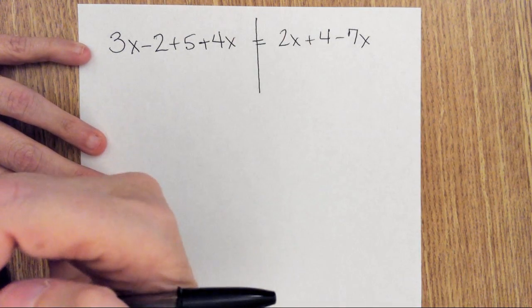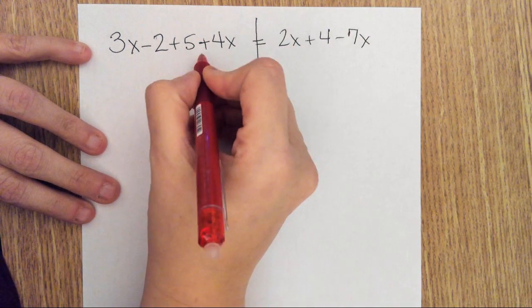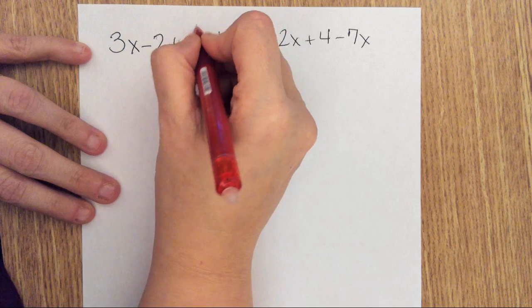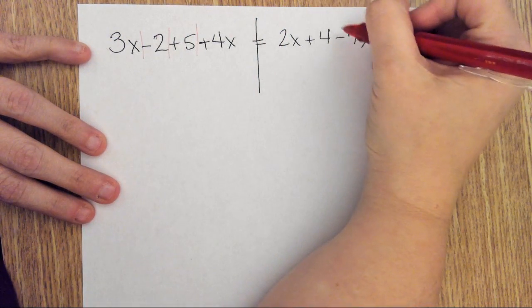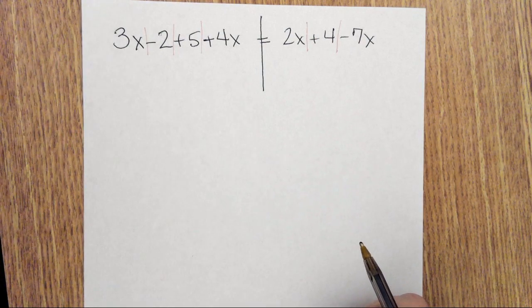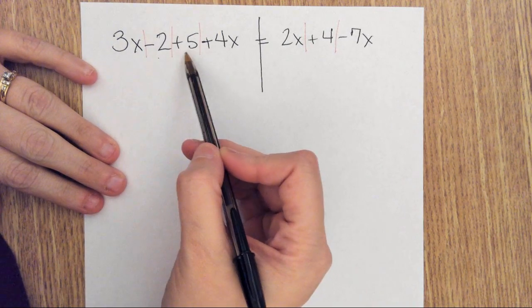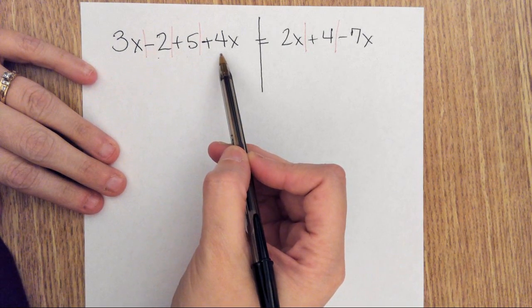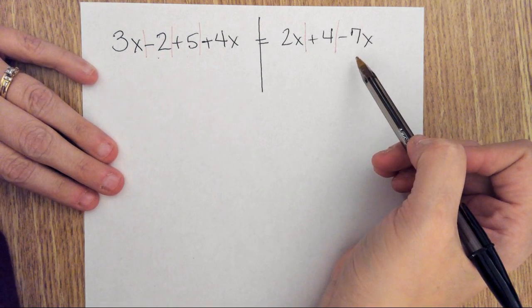So the first thing that I'm going to do is put up walls between my terms. Everywhere I see a plus or a minus sign, I'm going to put a wall in front of it to help me identify where my terms are. Okay, so now that I've got my walls up, I can see very easily I have a 3x, a negative 2, a positive 5, a positive 4x. And over here, I've got a 2x, a positive 4, and a negative 7x.